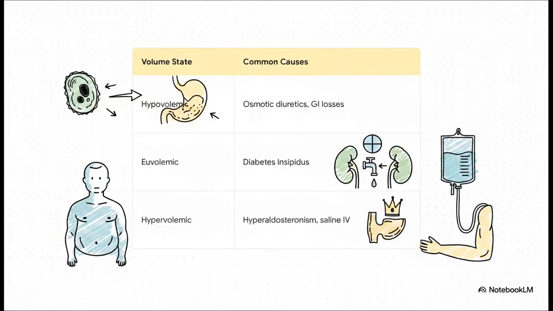Okay, we can organize all this chaos into the ultimate cheat sheet for high sodium. Hypovolemic means pure water loss from things like osmotic diuretics or severe GI issues. Euvolemic points straight to diabetes insipidus. But check out the hypervolemic category. This shows how things like an aldosterone-secreting tumor or even iatrogenic causes, like a hospital literally pumping a patient full of hypertonic IV fluids, can dangerously overload the system with salt.